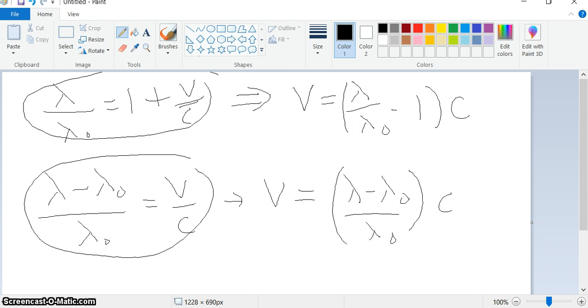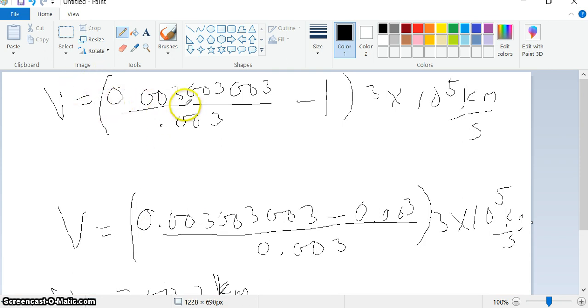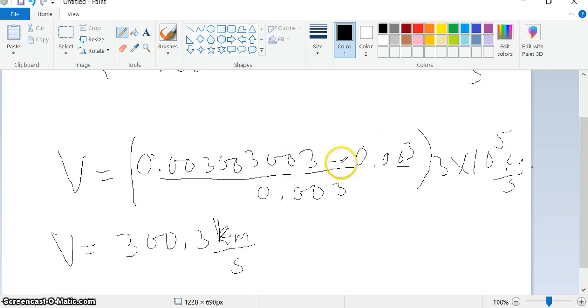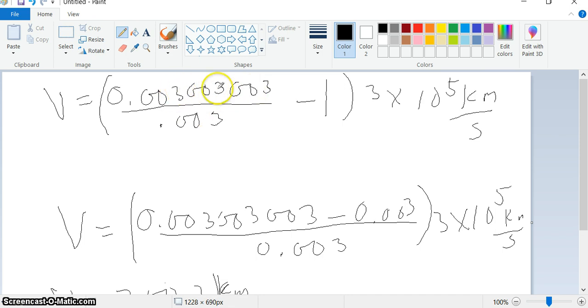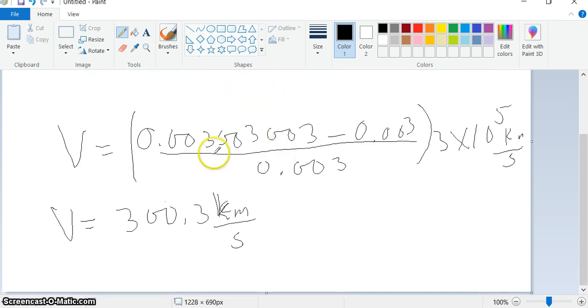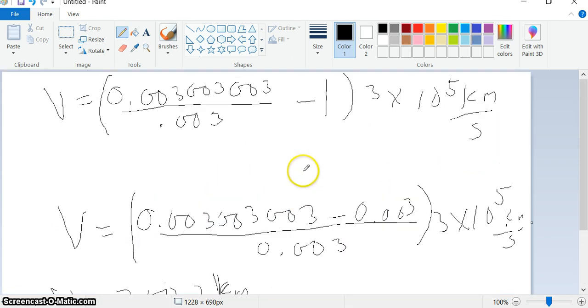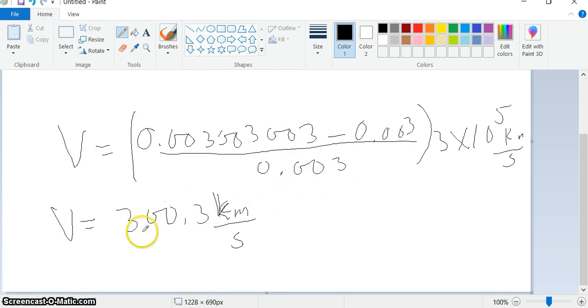All right, let's actually put the numbers in. I put both equations for you just to see. This is the version that's in the textbook. It's exactly the same as the version that I gave you. There's the moving wavelength, there's the resting wavelength. You subtract 1, and then multiply that quantity by the speed of light, 3 times 10 to the 5th kilometers per second. By the way, all the wavelengths cancel. Try it. Both of these equations give you the same result, which is a velocity of 300.3 kilometers per second.